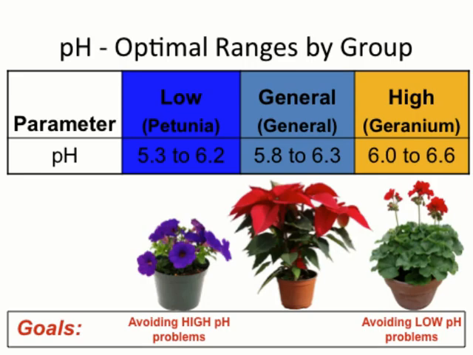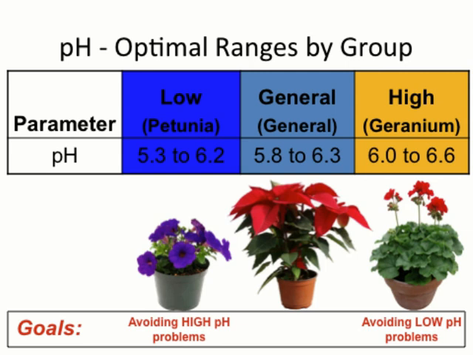Optimal pH ranges vary by crop type. In greenhouse production, we generally classify plants into three groups. The low pH group, also referred to as the petunia group, prefer a pH range of 5.3 to 6.2. This group of plants commonly develops iron deficiency symptoms of interveinal chlorosis due to elevated pH levels. To prevent this from occurring, the substrate pH is maintained below 6.2.